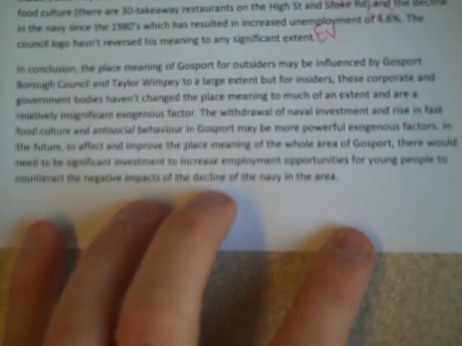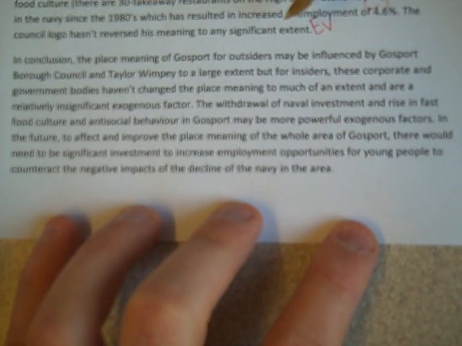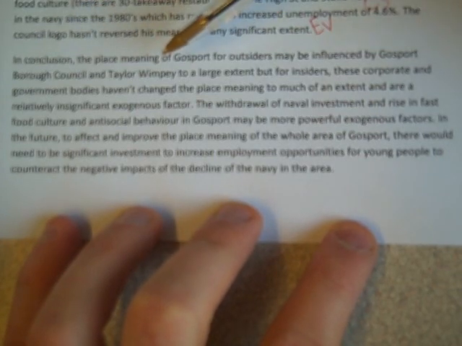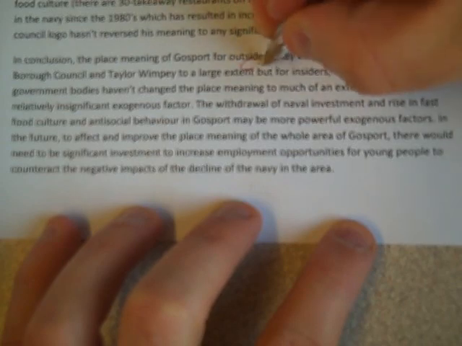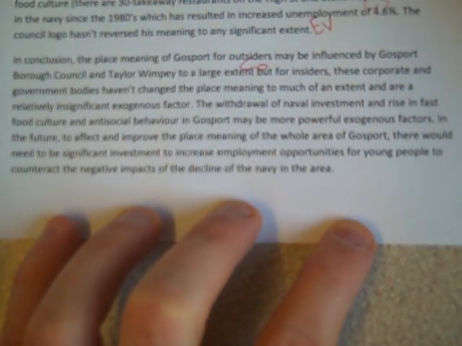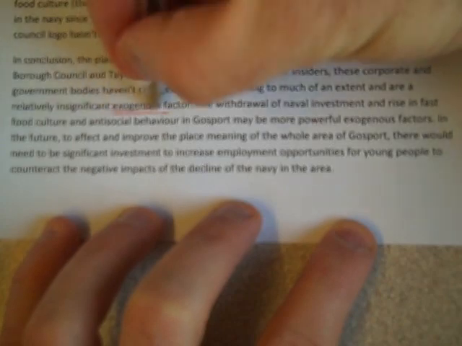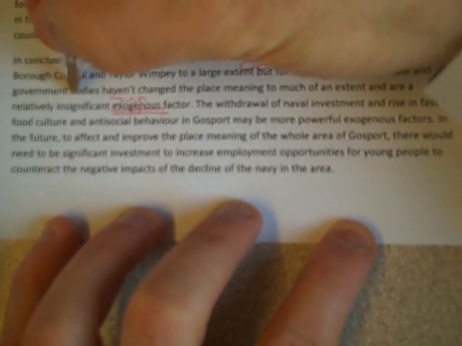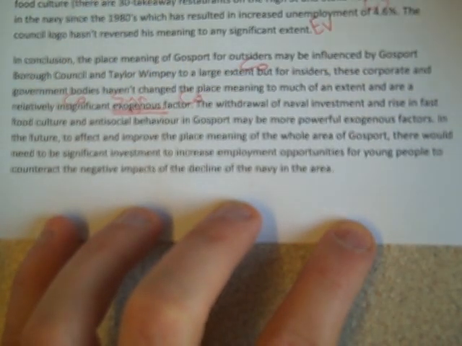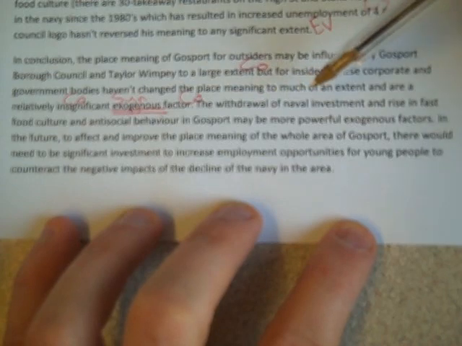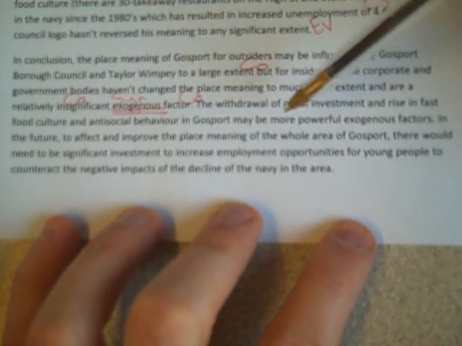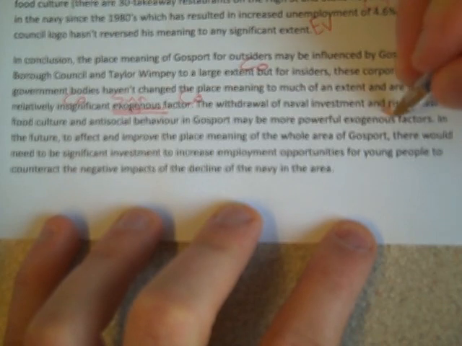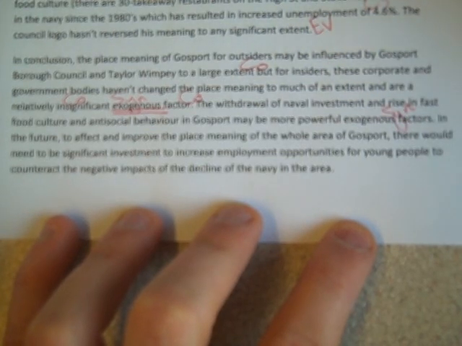Okay, let's conclude overall. In conclusion, the place meaning of Gosport of outsiders may be influenced by Gosport Borough Council and Taylor Wimpey to a large extent, a nice use of the word extent from the question there, but of insiders, these corporate and government bodies haven't changed the place meaning to much of an extent, and are a relatively insignificant exogenous factor. Oh, that's not in the question, is it, exogenous factor? But there's a good link to it, so synopticity. The withdrawal of naval investment, a rise in fast food culture and antisocial behaviour in Gosport may be more powerful exogenous factors. So great links to other factors there.